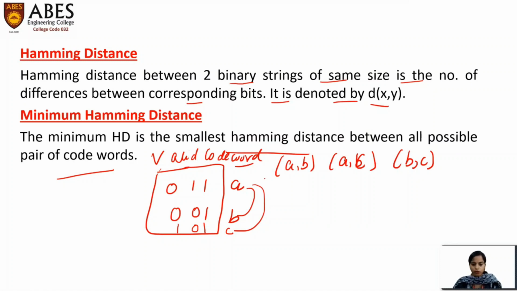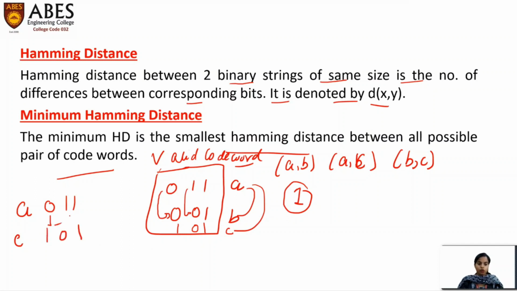We have to calculate the Hamming distance for each pair, and then find the minimum among the three. For A and B, the zeros stay the same, and one bit changes. Only one bit is changed, so the Hamming distance is 1. Now we'll check for A and C. A is 011 and C is 101. As you can see, two bits are changed, so the Hamming distance is 2.